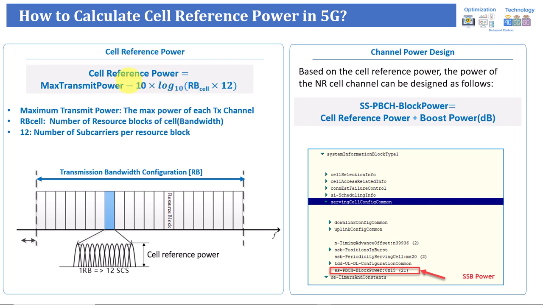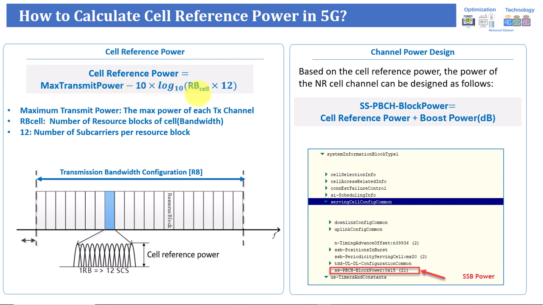But let me try to explain. This is actually a very simple formula, as you can see here. The cell reference power is equal to the maximum transmit power, which is your main input. This is where you need to configure. You know that, for example, your AAU is supporting 320 watt, so you would like to give 160 watt or 200 watt or whatever. This is the main value you need to configure. But again, you need to ensure when you do the calculation that you are not crossing the maximum power.